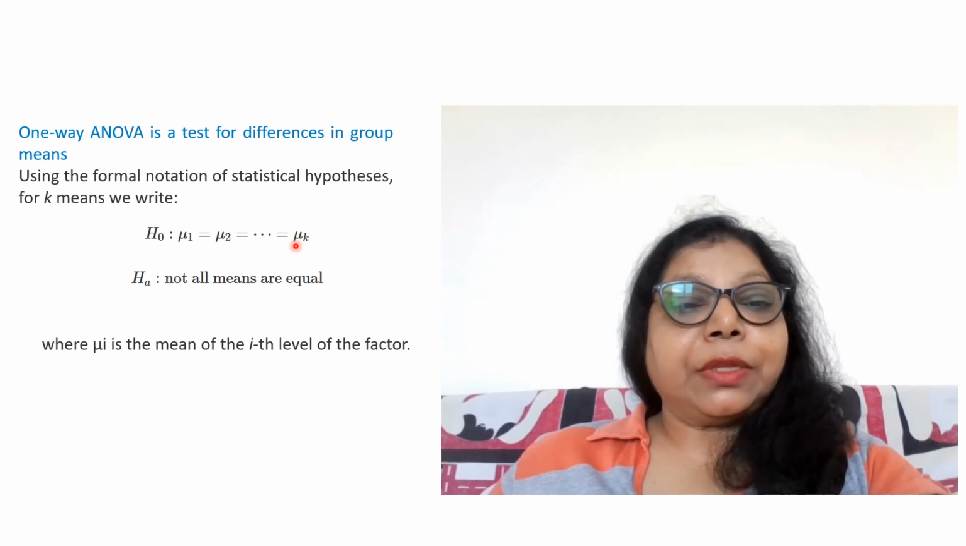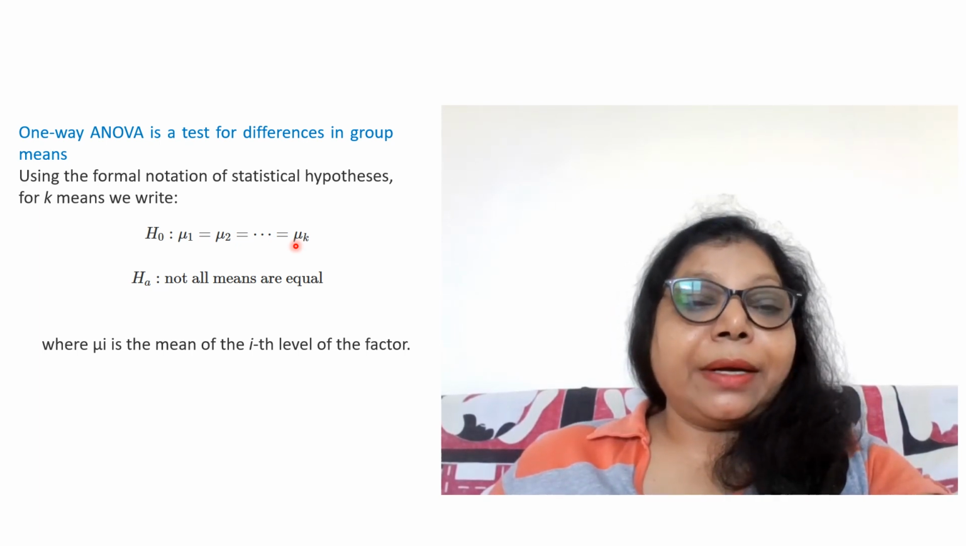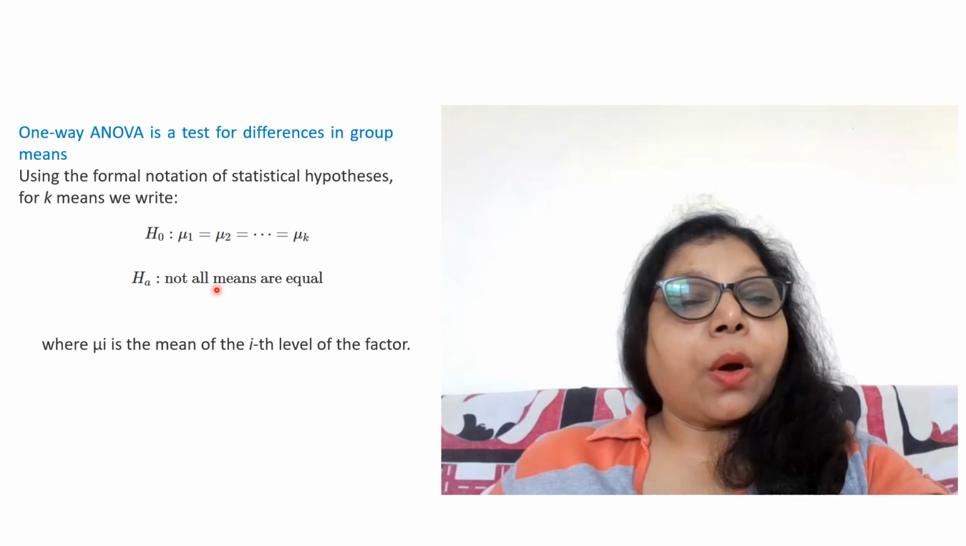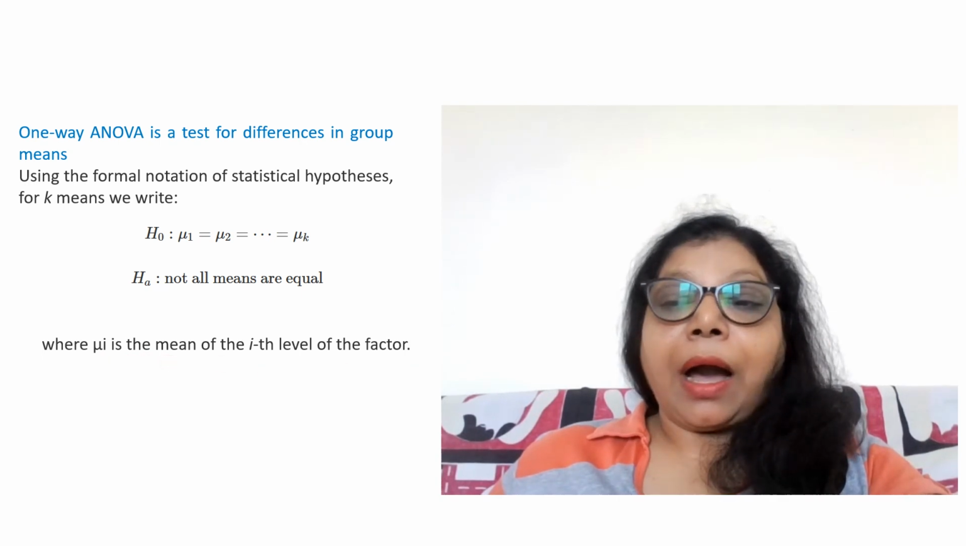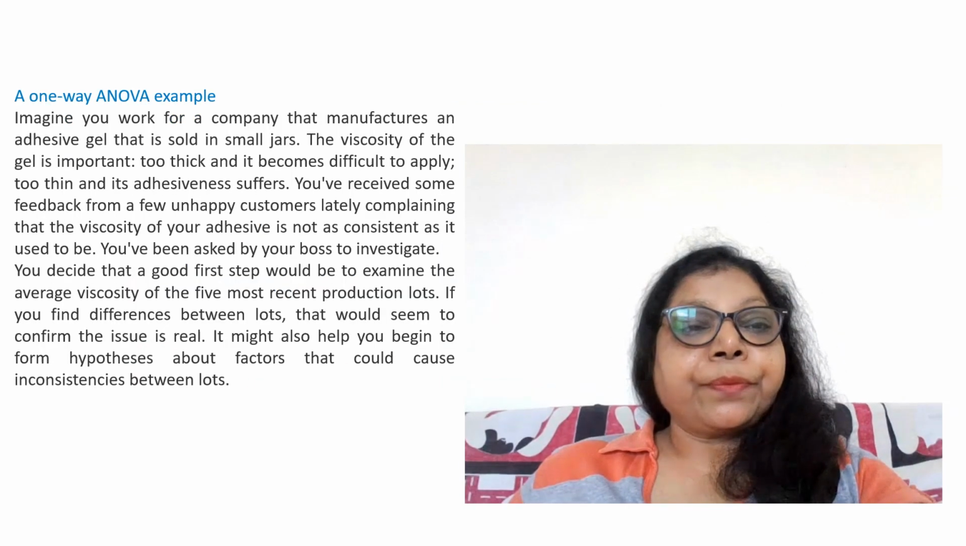There is no difference between the means of the groups. But the alternative hypothesis says that not all means are equal. So here we can say mu i is the mean of the ith level of the factor.